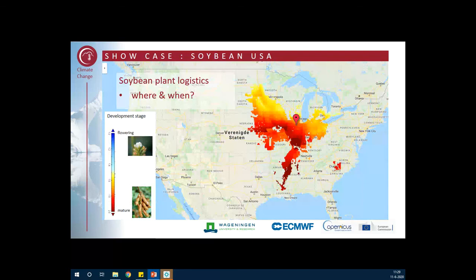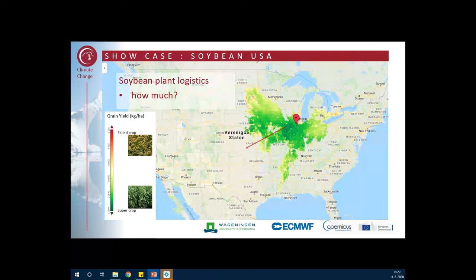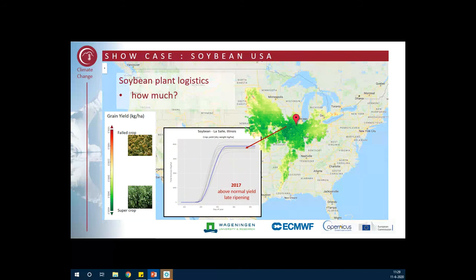So one product that we have is the development stage, which tells us at what moment in time we can expect the crop to be ready for harvest. And here you see an example for the soybean mask on the United States, where the darker colors indicate that the crop is ready to harvest, and the light yellow colors indicate that it is not yet ready to be harvested. And the other product then comes really about crop yield.